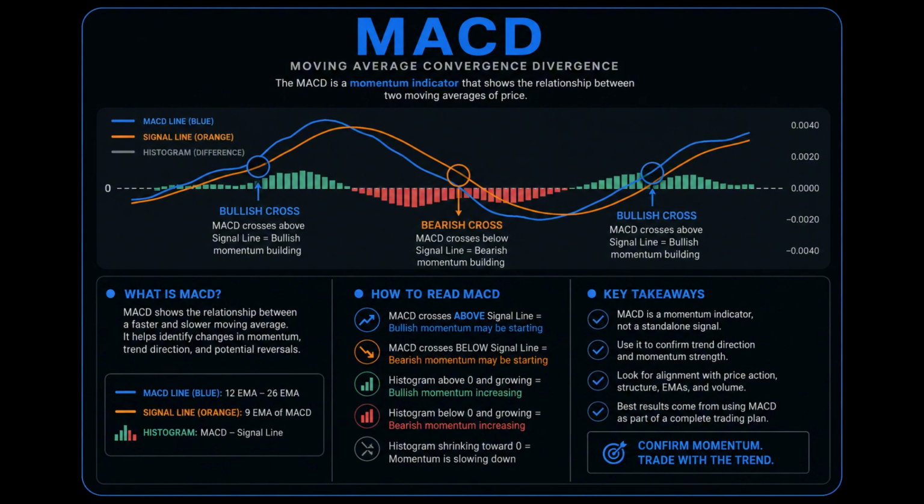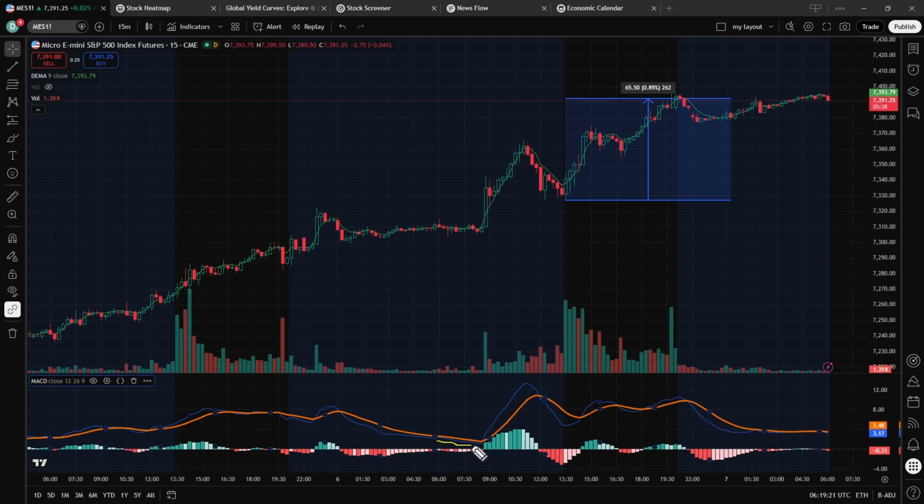When you look at the MACD, there are three basic parts. You have the MACD line, you have the signal line, and you have the histogram. The histogram is those bars that grow and shrink underneath. When the MACD line crosses above the signal line, that can show bullish momentum starting to build. When the MACD line crosses below the signal line, that can show bearish momentum starting to build.